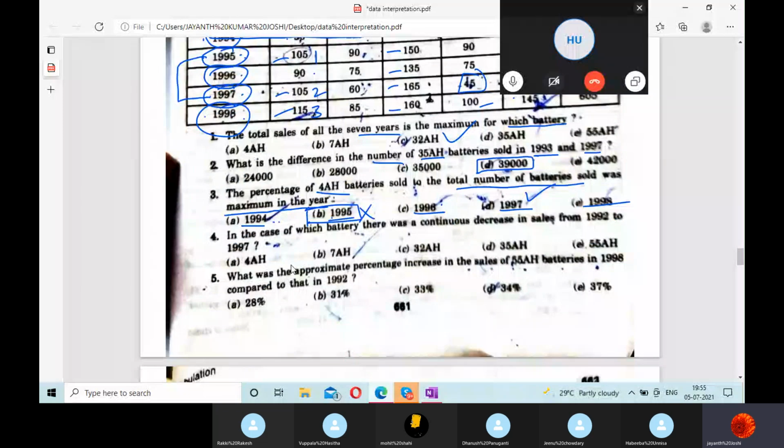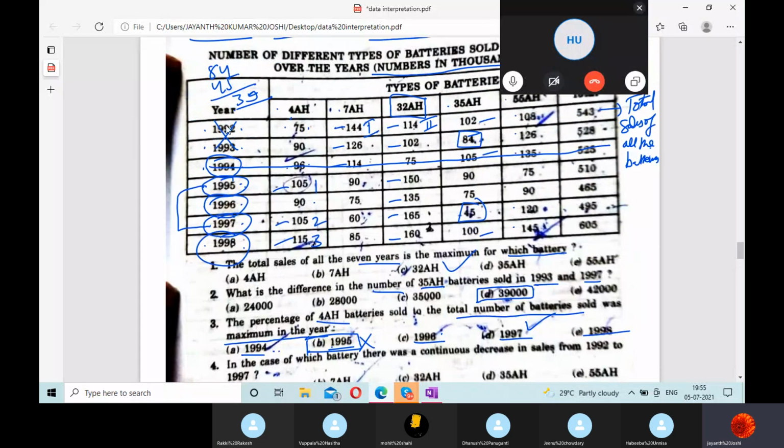Now, next question. In the case of which battery there was a continuous decrease in sales from 92 to 97? Let us see 92 to 97. Which one is decreasing constantly? So here for 4AH, it is increasing. See 75 to 90, then 96, 105, then it again decreases, then again increases. So this one is not. This one is decreasing, but increases again. But this is constantly decreasing.